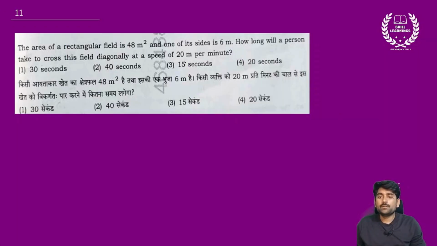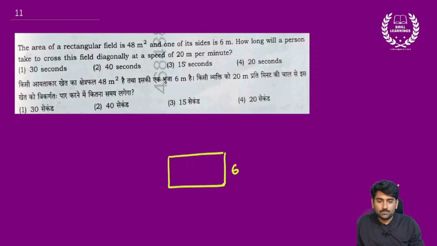The area of a rectangular field is 48 meters square. One of the sides is given. How long will a person take to cross the field diagonally at a speed of 20 meters per minute? Okay. This is a rectangle, and one of the sides they have given, and the area is 48 meters square.